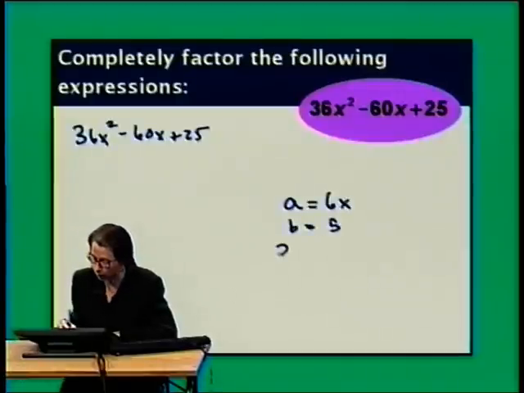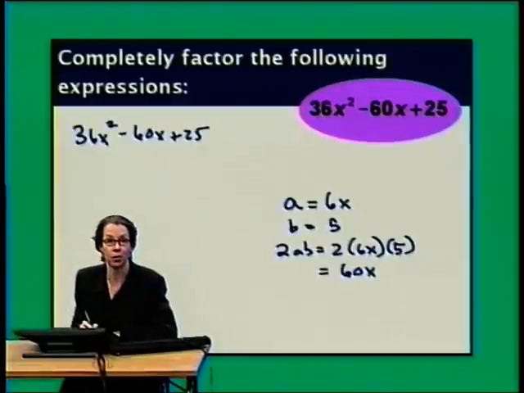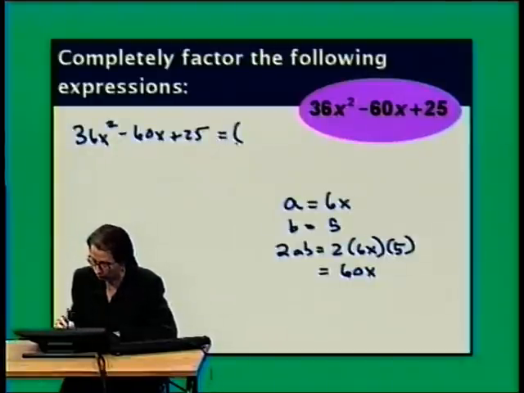So what would 2ab look like? Well, that would be 2 times 6x times 5, which is indeed 60x. So this is a perfect square trinomial, and it factors into a minus b quantity squared.